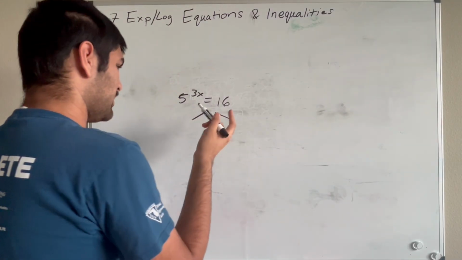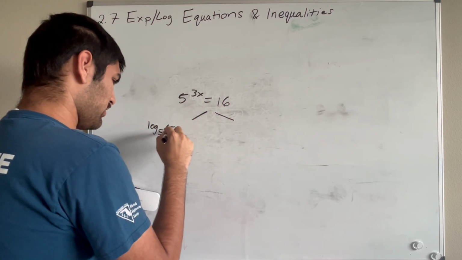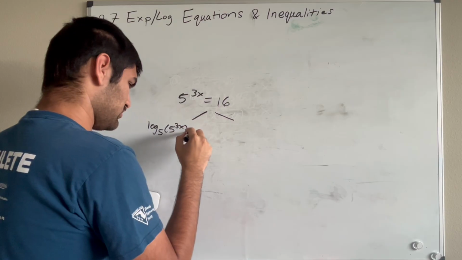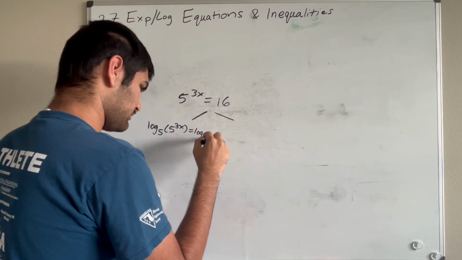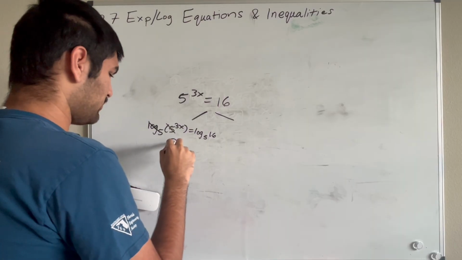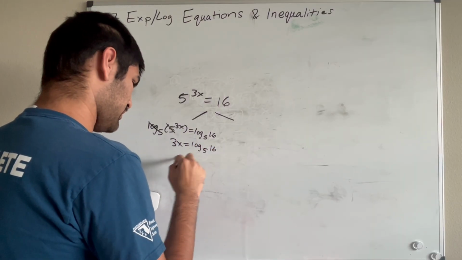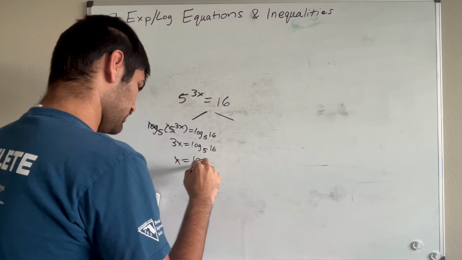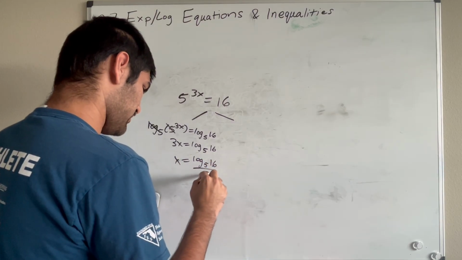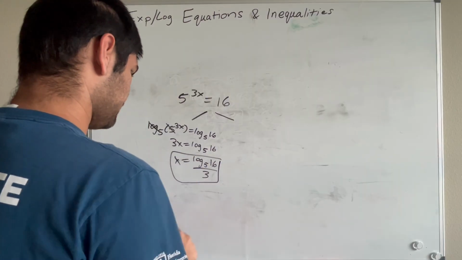The first way is like I've been saying, you could just take log base 5 of both sides. So you have log base 5 of 5 to the 3x is equal to log base 5 of 16. And then log base 5 and 5 cancel. So you just get 3x is equal to log base 5 of 16. And then x is equal to this quantity divided by 3. Okay? So this is a valid answer, the correct answer.